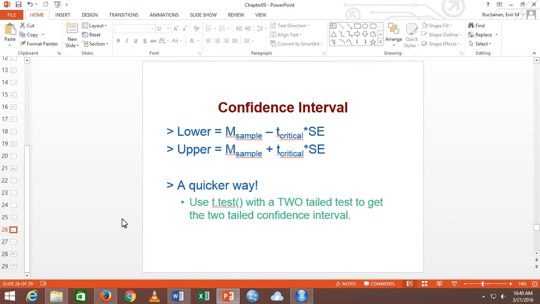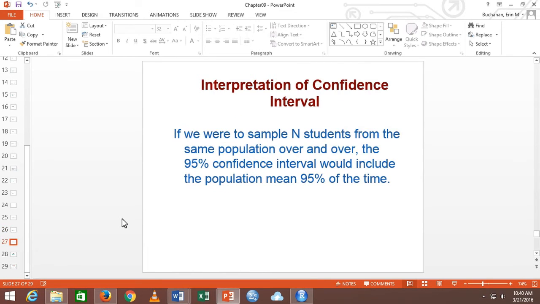Okay, but that's a two-tailed T. In this case, we only have one tail. So we would have to recalculate a two-tailed T. Upper is plus. The much faster way is to use ttest.